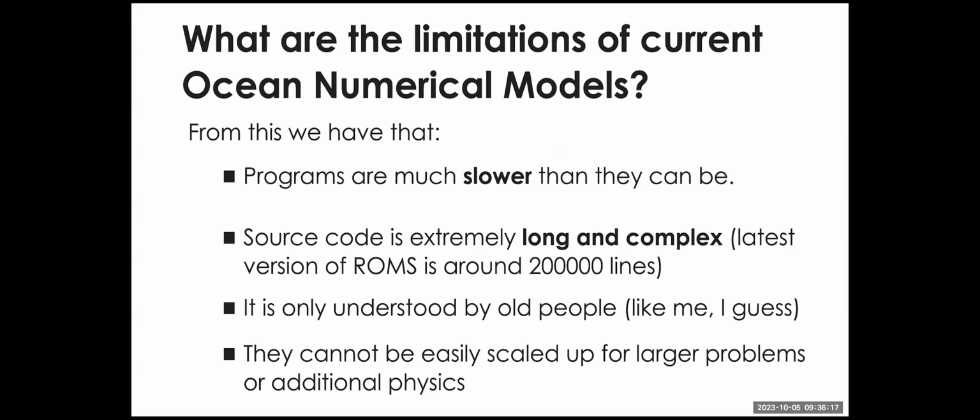So one of the limitations that we have found is that the current models are much slower than they could be potentially. Source code is extremely long and complex. The latest version of these ROMS models that we want to replicate is around 200,000 lines of Fortran, which is understood by few people. And well, if we want to make a change to add more physics or something like that, it is very difficult. It is very difficult to scale these models to do something else.